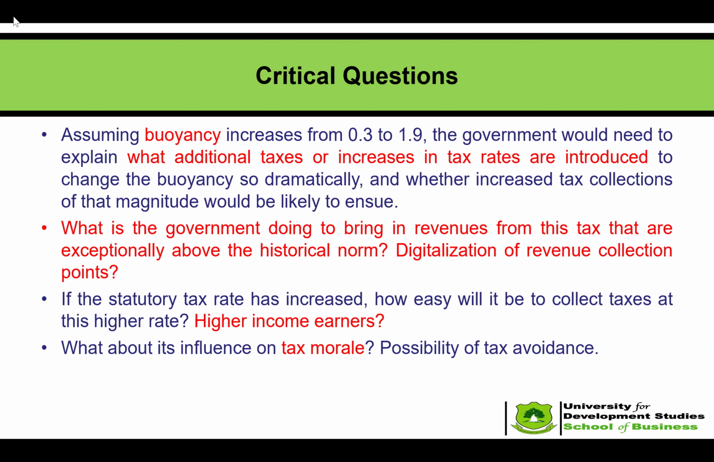And tax morale also depends on a lot of factors, including the credibility of the budget, fiscal components, and maybe people's religiosity. You may be too religious to cheat the government, or too educated to cheat government because you know the importance of tax revenue. So these are some of the key questions that you should be asking the government from the revenue perspective, once you have computed the tax buoyancy and found that it is exceedingly higher than the previous trend.